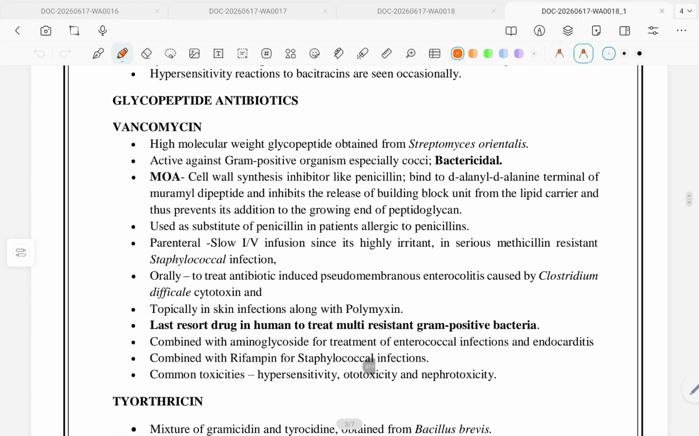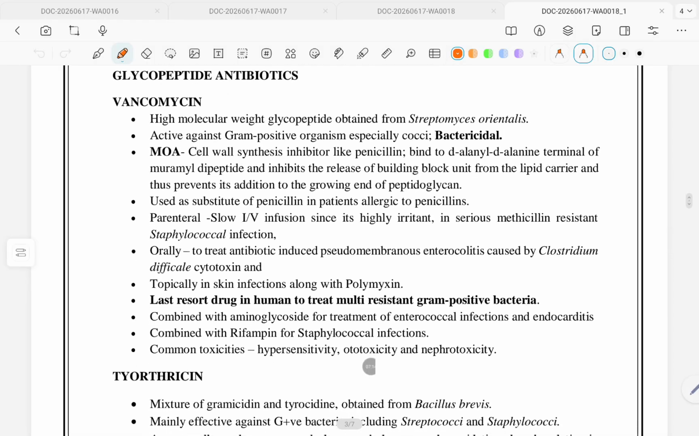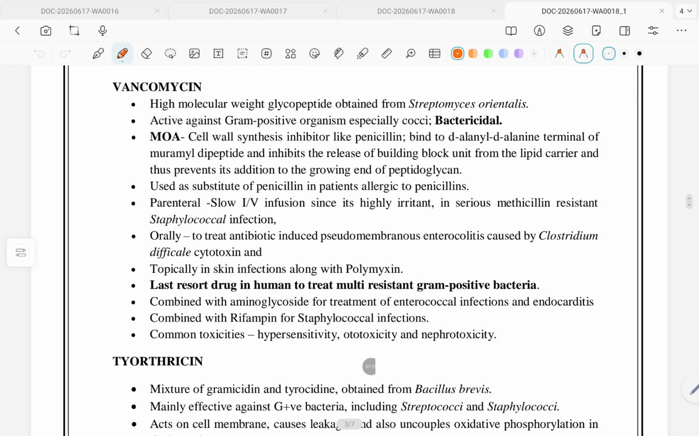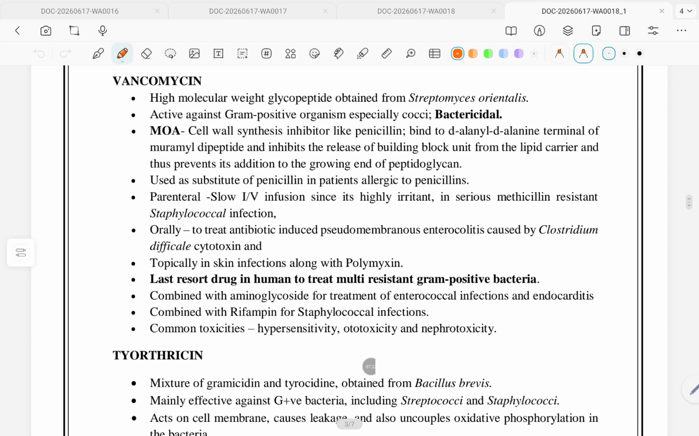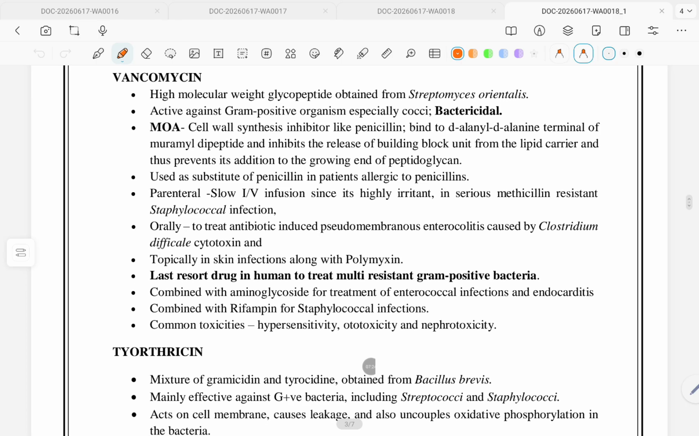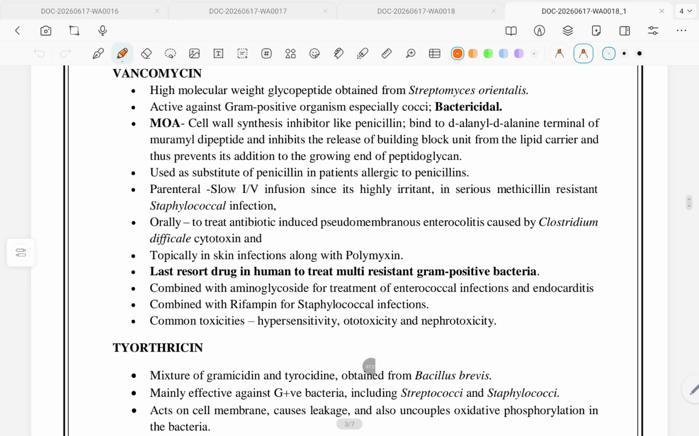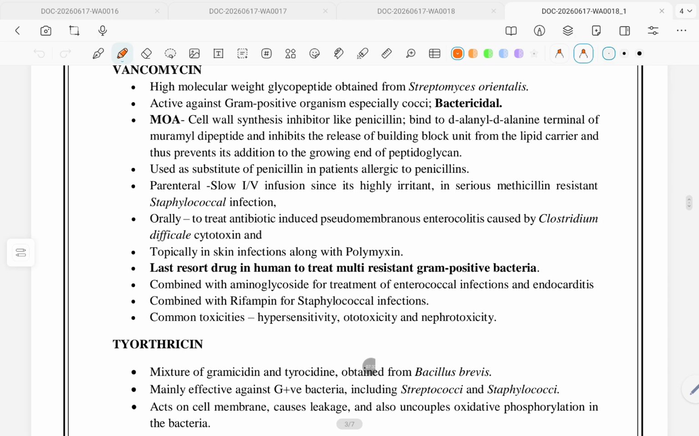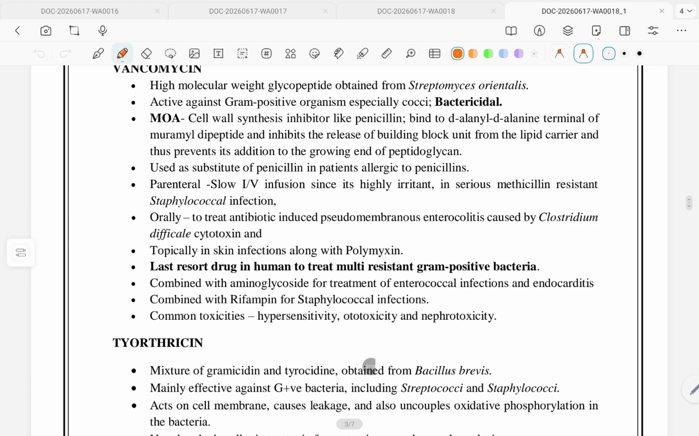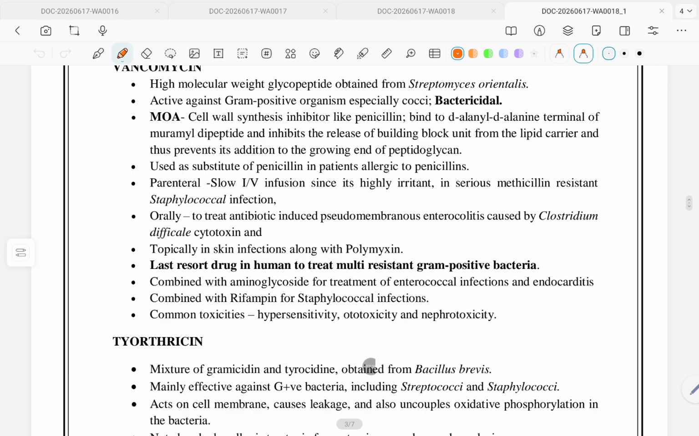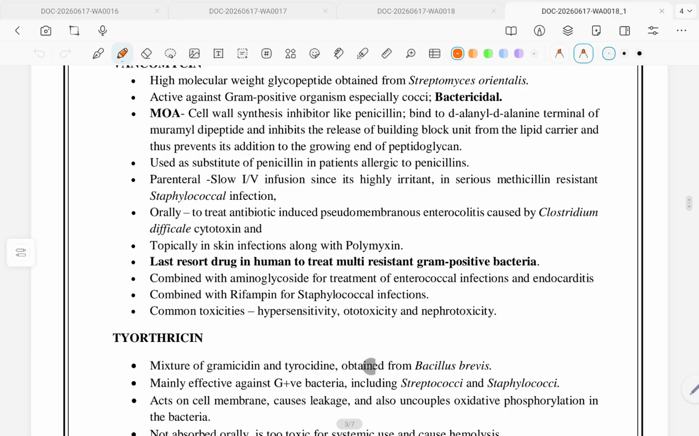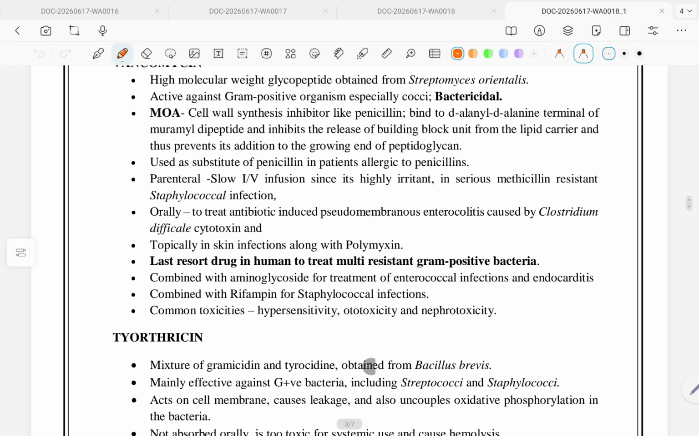Glycopeptide antibiotics. Vancomycin is a high molecular weight glycopeptide obtained from Streptomyces orientalis, active against gram-positive organisms, especially cocci, and bactericidal. MOA: a cell wall synthesis inhibitor like penicillin, it binds to the D-alanine terminal of muramyl dipeptide and inhibits the release of the building block unit from the lipid carrier, and thus prevents its addition to the growing end of the polypeptide of peptidoglycan.